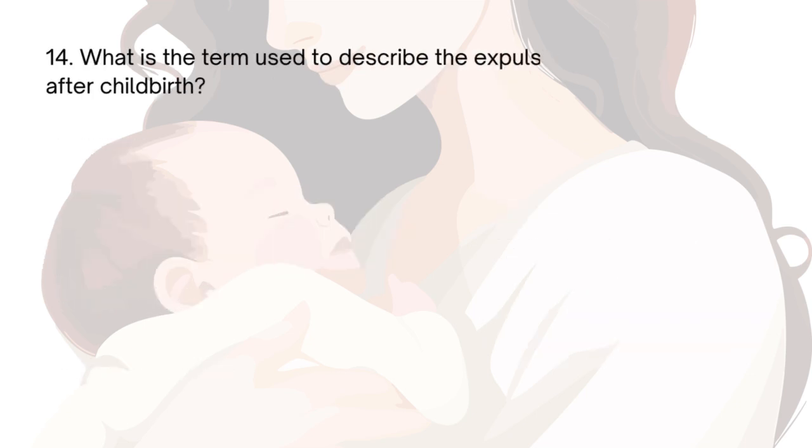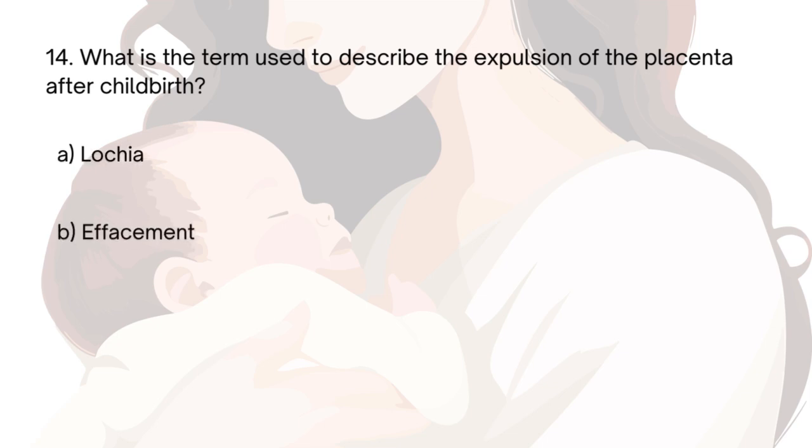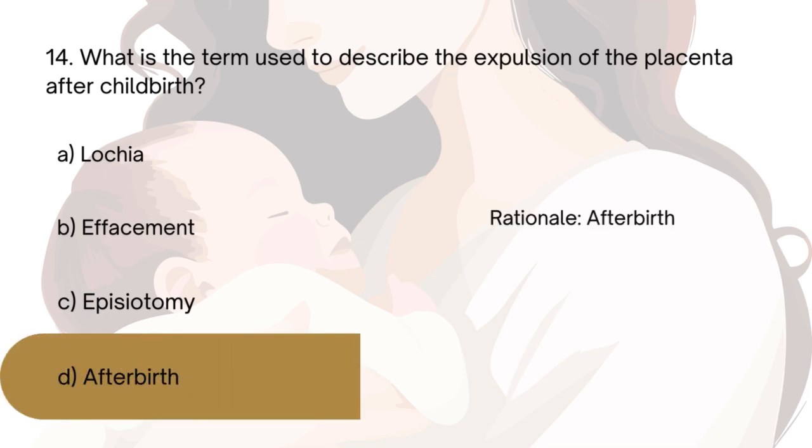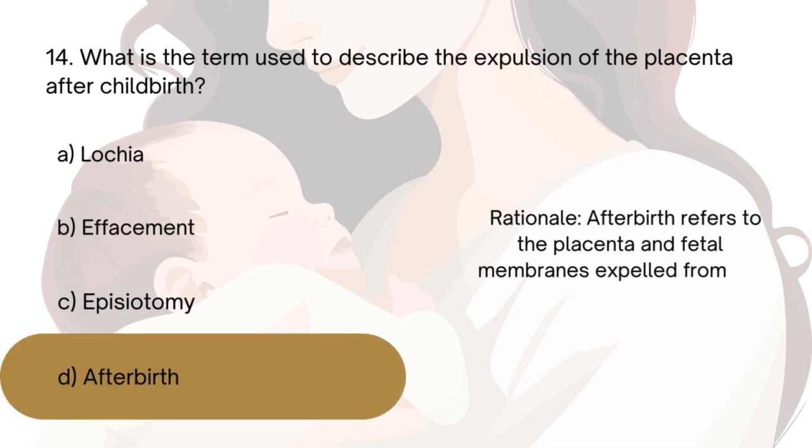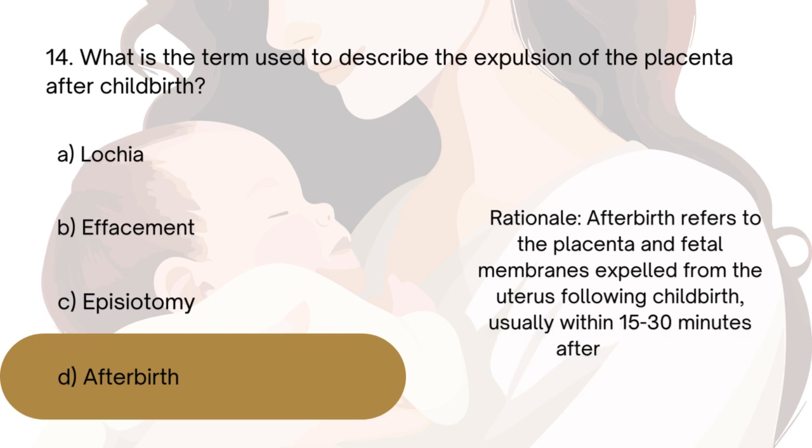14. What is the term used to describe the expulsion of the placenta after childbirth? A. Lochia. B. Effacement. C. Episiotomy. D. Afterbirth. Rationale: afterbirth refers to the placenta and fetal membranes expelled from the uterus following childbirth, usually within 15 to 30 minutes after delivery.